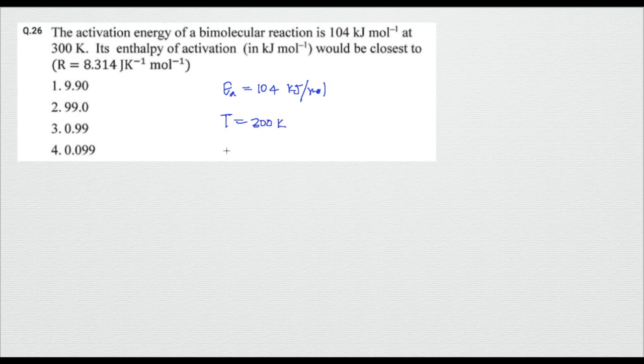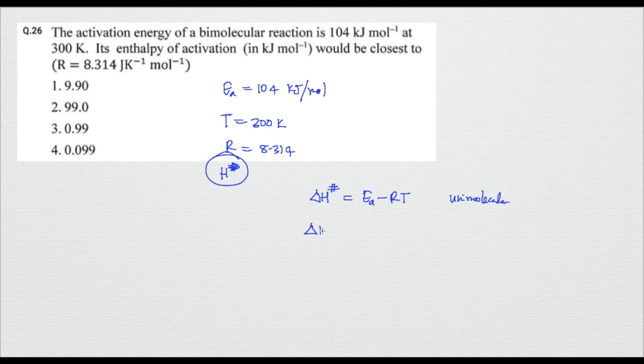R is also given to us, it's 8.314. What they are asking is the enthalpy of activation, that means H hash. So how are these things related? Using the Eyring equation, which relates your Arrhenius equation with the thermodynamic quantities, we know that delta H hash, that is the enthalpy of your activated complex, is actually equal to Ea minus RT. This is for a unimolecular reaction, remember.